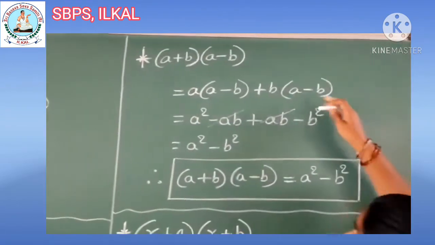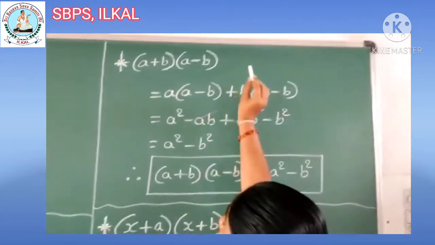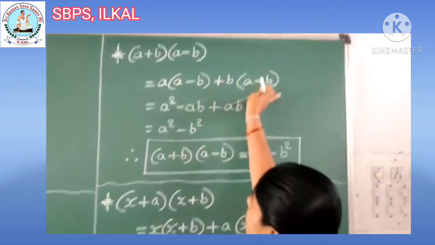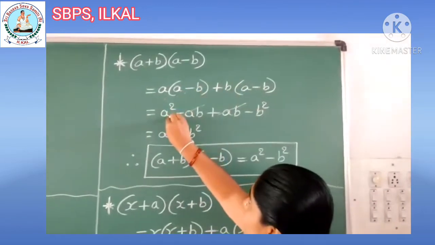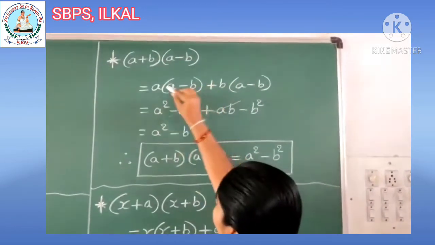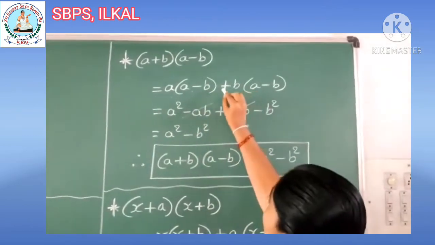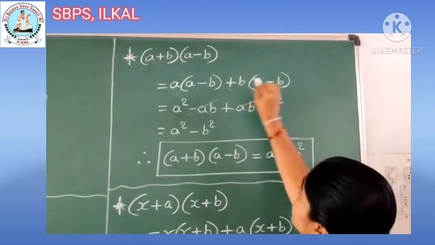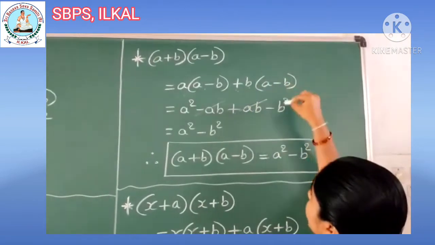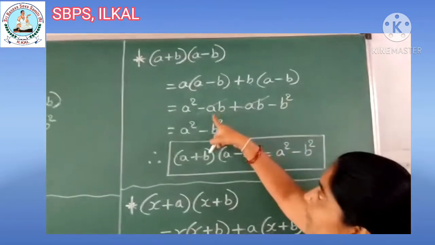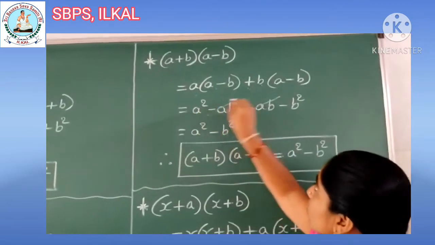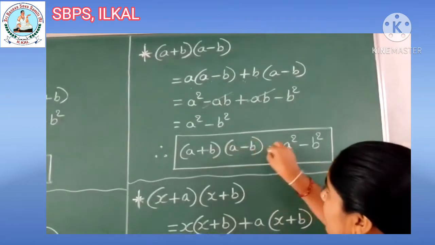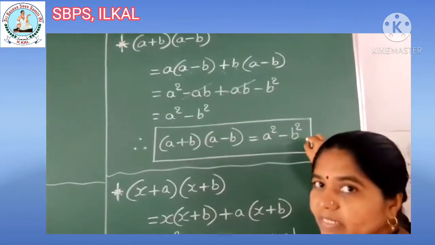Next identity, that is a plus b into a minus b. A into a minus b plus b into a minus b. A into a is a square; plus into minus is minus, a into b, ab. Plus b into a, ba we can write as ab, children. Plus into minus is minus, b into b, b square. Plus ab minus ab strike out. A square minus b square remained.